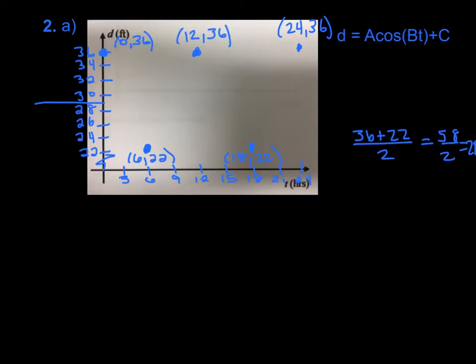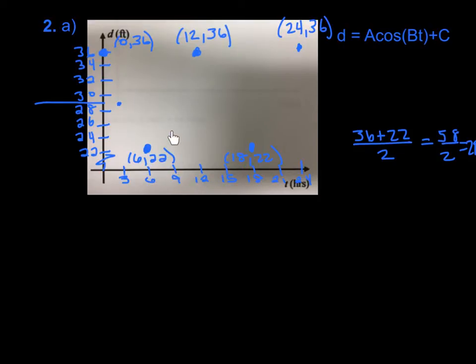So halfway between 0 and 6 is 3. I chose a nice way to label this; it made it easier for me. So at 3, we're going to be up at a height of 29. And again, you don't have to put these points, but it just makes your graph a little bit more accurate. So halfway between 6 and 12 would be 9.